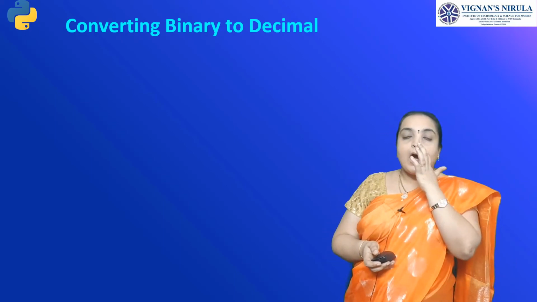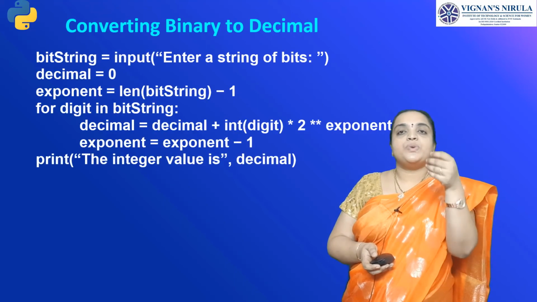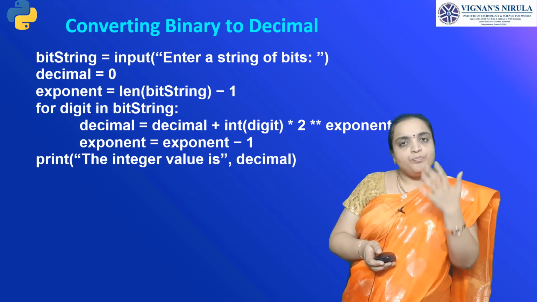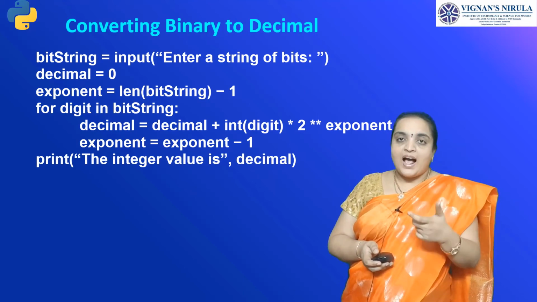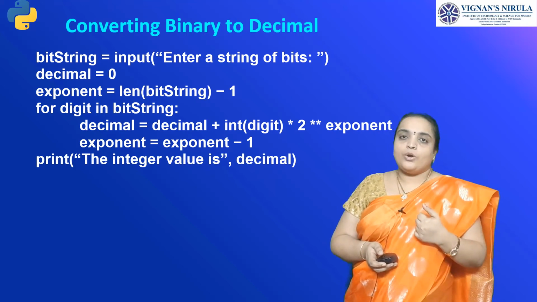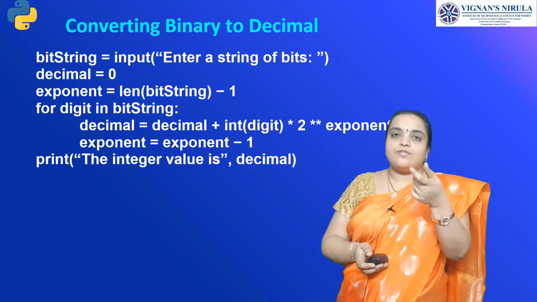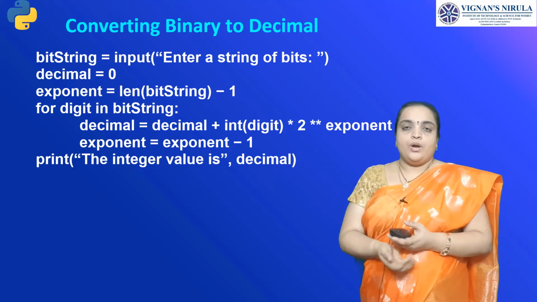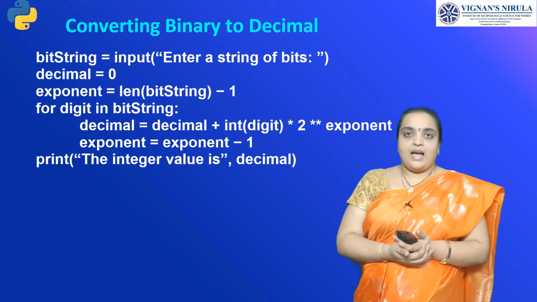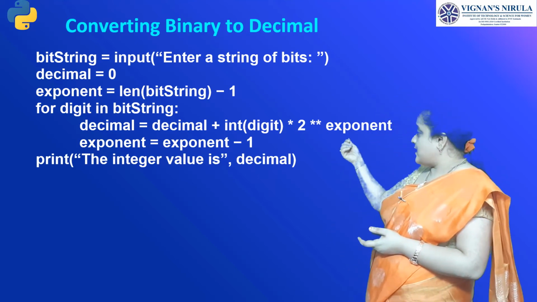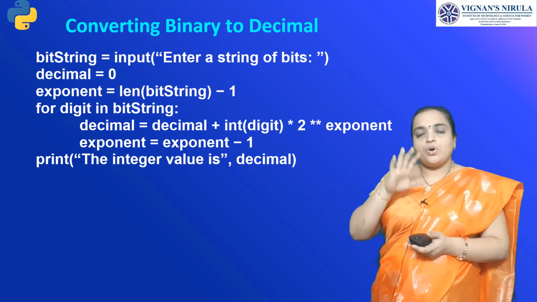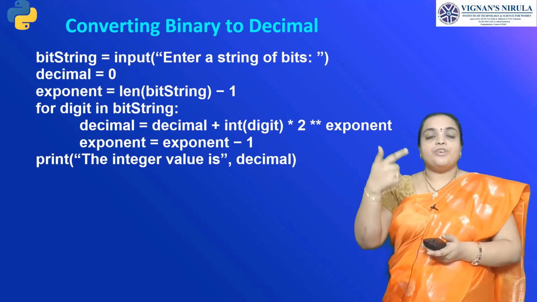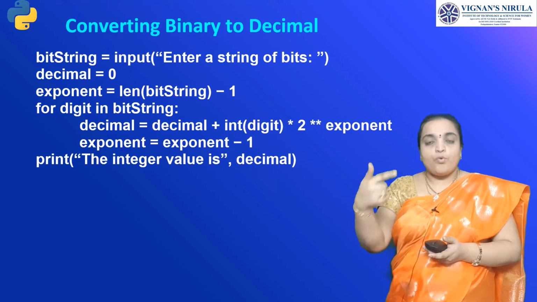So let us see how to convert a binary number to a decimal number with a program. What is the input that we take? We take the input as a string of bits, zeros and ones. Then the decimal number is initially 0. What is the exponent we generally have? The exponent will start from 2 power 0, 2 power 1, 2 power 2. So the length of the string minus 1 is your exponent. Then, for each and every digit in the bit string, what do we have to do?